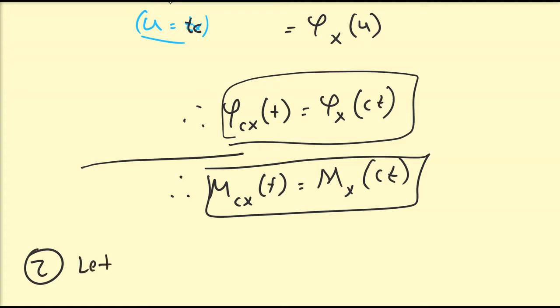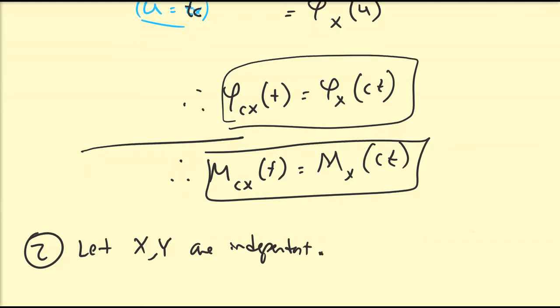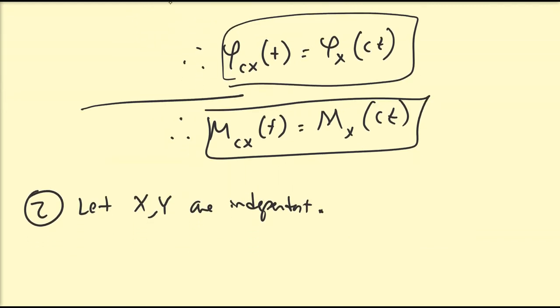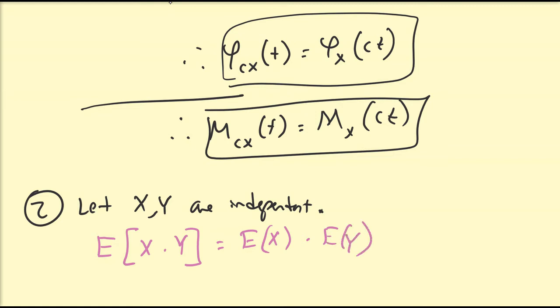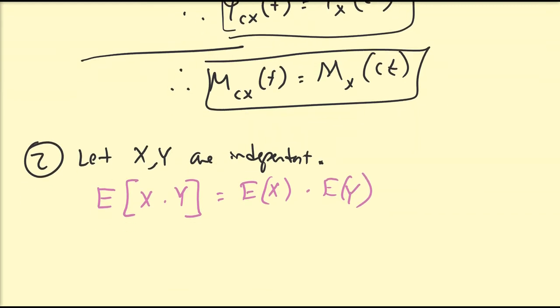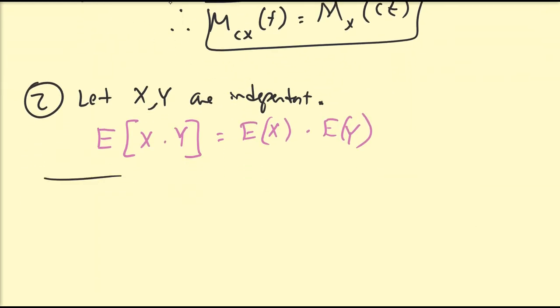Property 2. Let us assume that x and y are independent. So if x and y are independent, recall that the expectation of x times y is equal to the expectation of x times the expectation of y. If x and y are not independent, you do not have this identity. So the question now becomes, what is the characteristic function of x plus y of t?